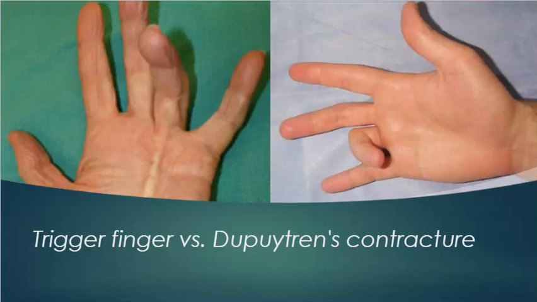Dupuytren's contracture is fibrosis of the palmar tissue and is a progressive disorder with an insidious onset. So they're going to notice that just over time, that contracture becomes more present, and you'll see this band forming that looks like a tendon, but it's actually scar tissue. They are also treated with injections or surgery. I refer all of these to orthopedics, and it should be preferably someone who does hand surgery.